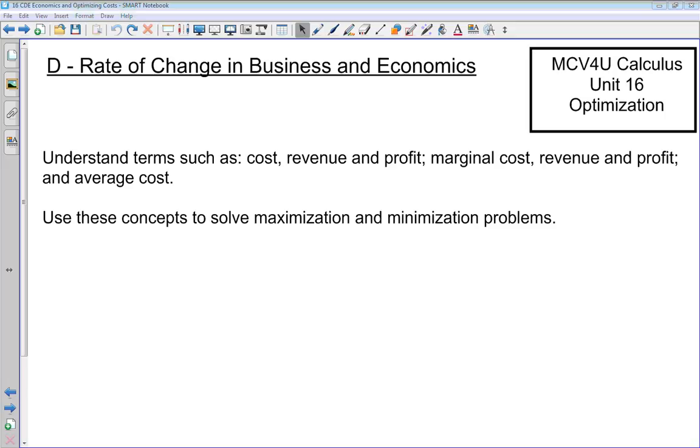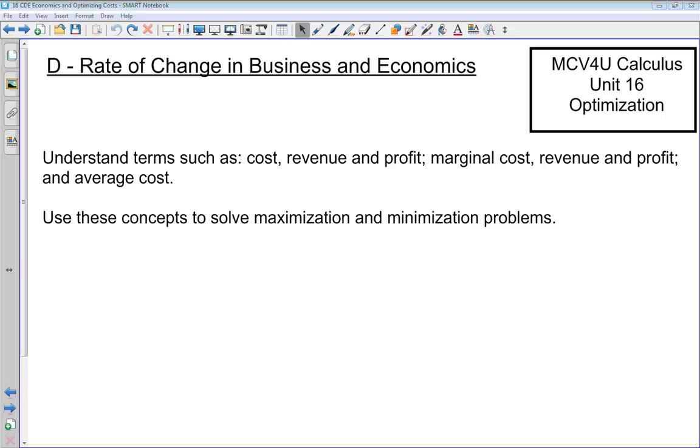And where the calculus comes in is when we talk about how these things are changing. And we'll talk about marginal cost, marginal revenue, and marginal profit. And we'll also talk a little bit about average cost. Specifically, you want to be able to use these concepts or these definitions to solve problems, and these problems tend to be maximization and minimization problems.